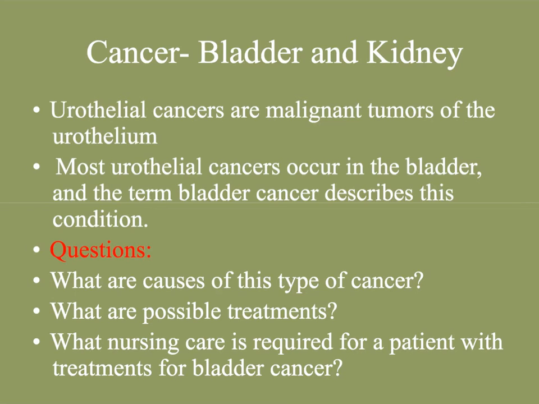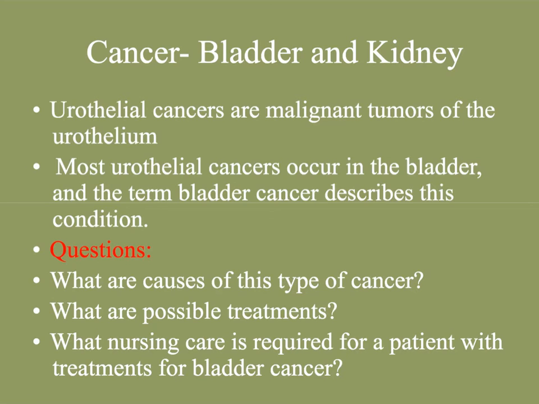Parts of the bladder may be removed. A partial cystectomy may be done as a treatment for bladder cancer. Sometimes they have to remove the entire bladder, and that's when they would have to put in some urinary diversions in the treatment of the bladder cancer.